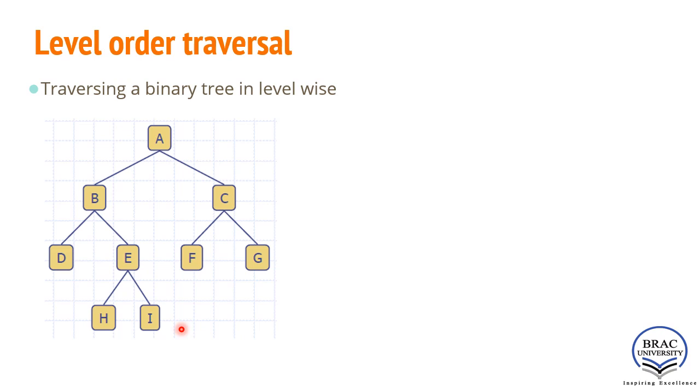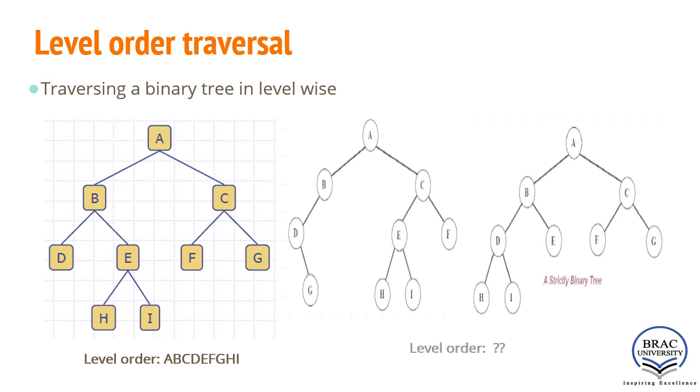So for level-wise traversal, the output will be level by level. That means you need to visit the first level, then the second level, then the third level, then the fourth level. So the output will be A, B, C, then D, E, F, G, and finally H and I. Okay.